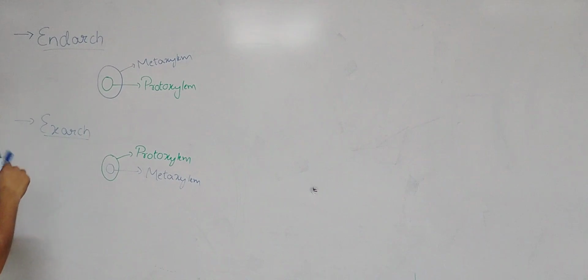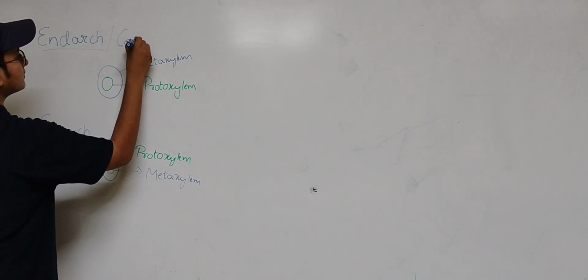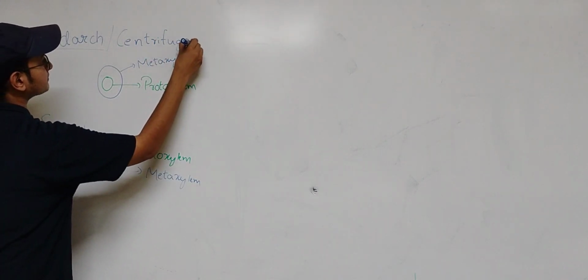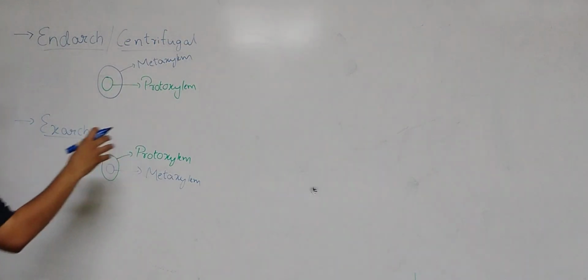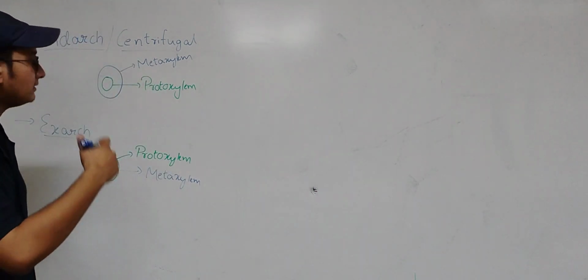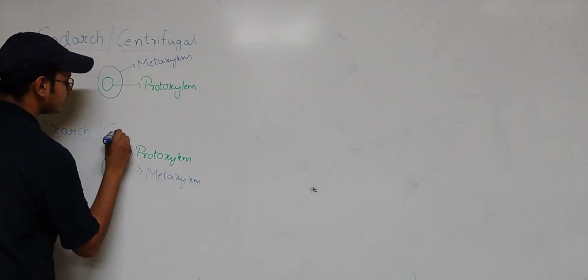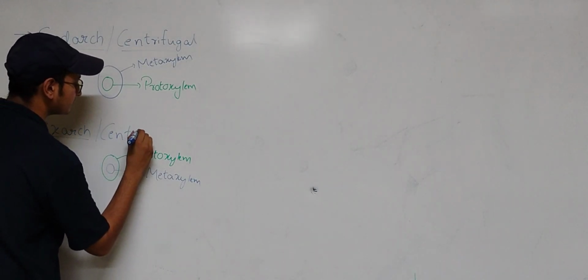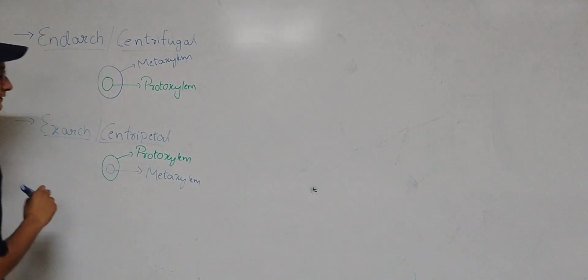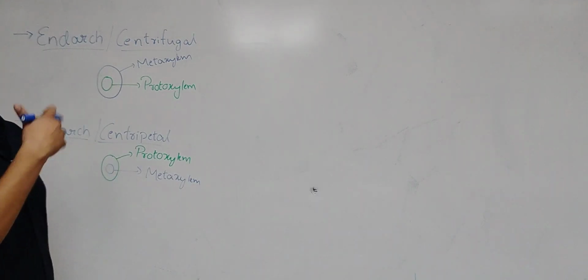So in Endarch condition, also known as centrifugal, the protoxylem is present inside and the metaxylem is present outer side of the protoxylem. And in Exarch condition, also known as centripetal condition, the metaxylem is present inside and the protoxylem is present outside.